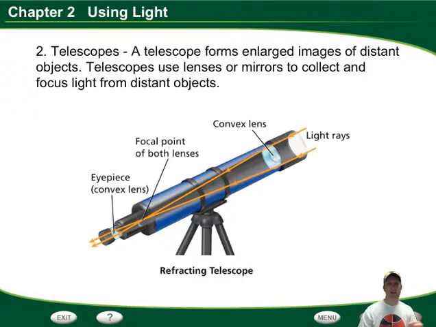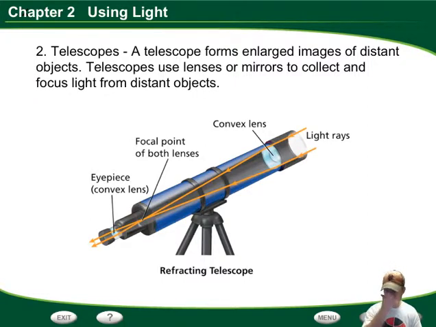Now, in the case of our second object, we have telescopes. A camera's job is to record an image. Telescopes actually form enlarged images of objects that are much further away than we can see with the human eye. So they'll use lenses or mirrors to collect and focus light from distant objects.